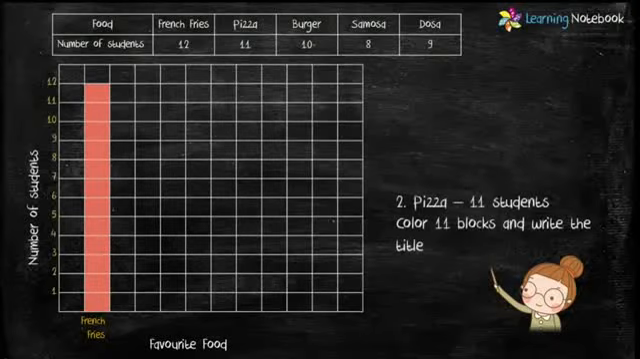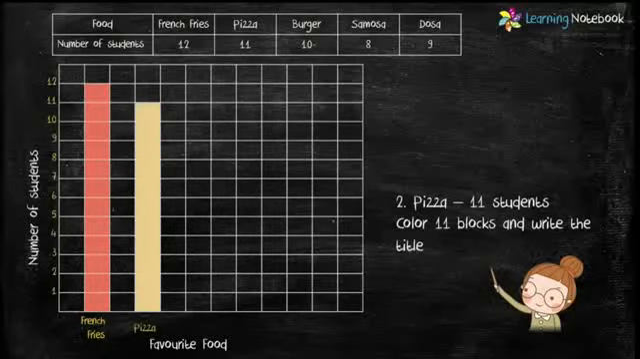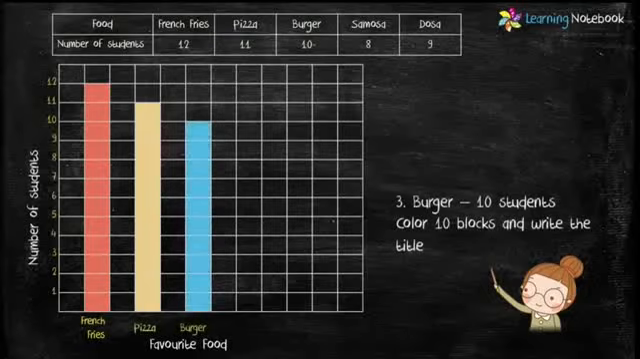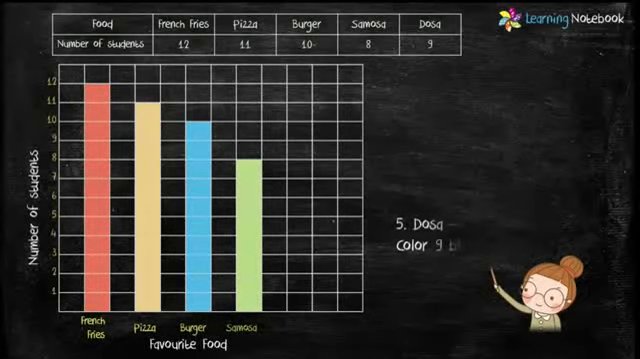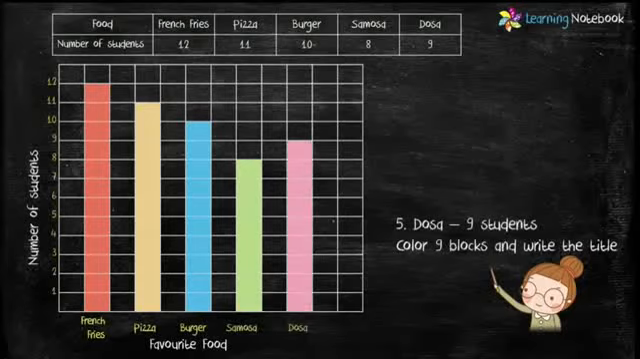Now let's represent number of students who like pizza. There are 11 such students. So let's color 11 blocks and write pizza. Next, we have to represent 10 students who like burger. So color 10 blocks and write burger. In the same way, make bars for samosa and dosa. So students, this is how we represent data using bar graphs.